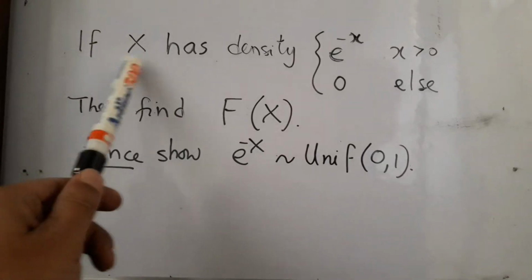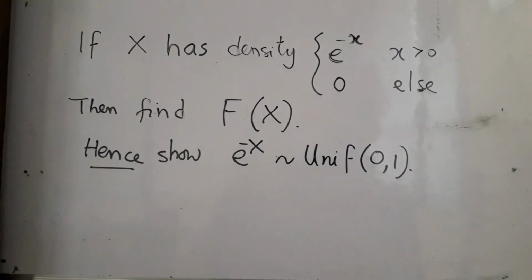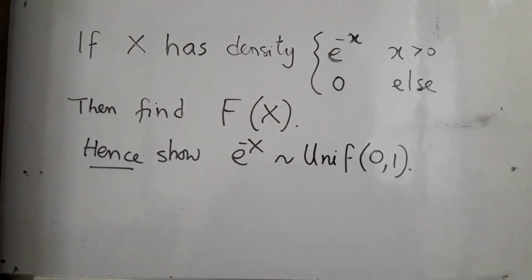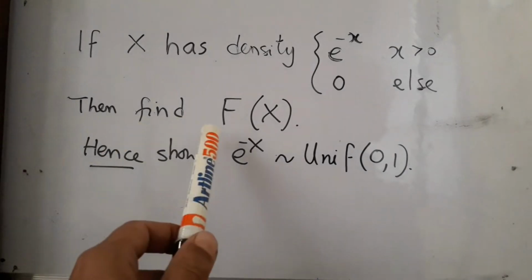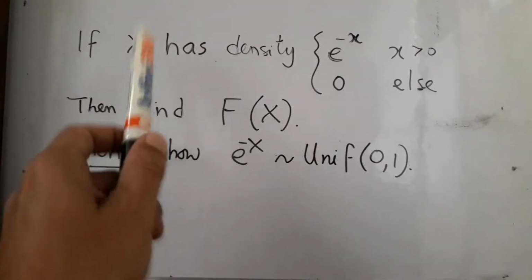Here I have given you X, which is a continuous random variable. It has density e to the power minus x if x is positive, 0 otherwise. Your job is to find F(x). F is the CDF of X.